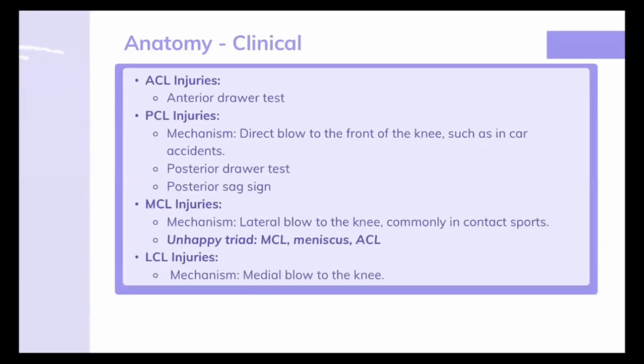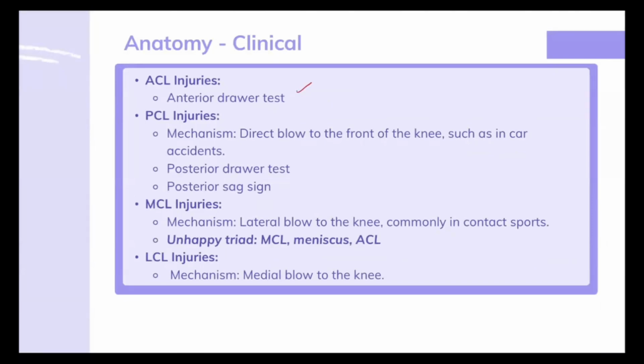And we'll come to some clinical stuff here now. In terms of what you may have in OSPEs, they might show you the anterior drawer test, or just a picture of the test being conducted, and they might ask you what ligament is being tested. This is something that has been asked. So that's what you need to know. So know your tests. These are again from your basic material that you're covering for MCQs.